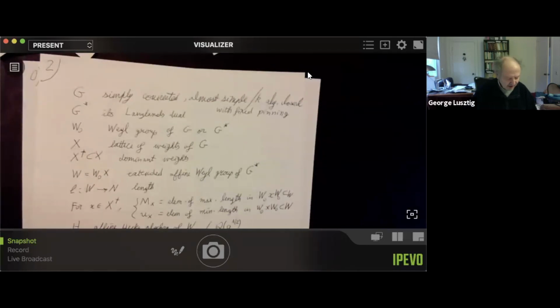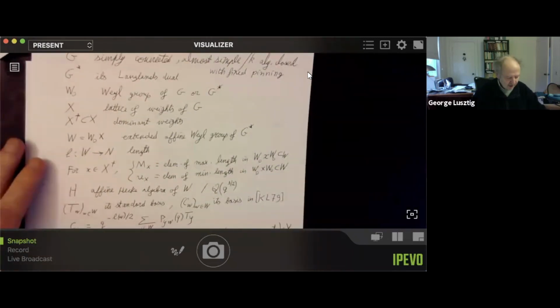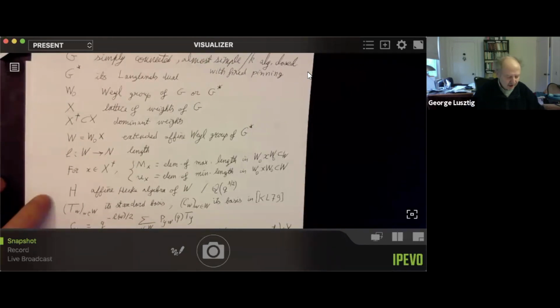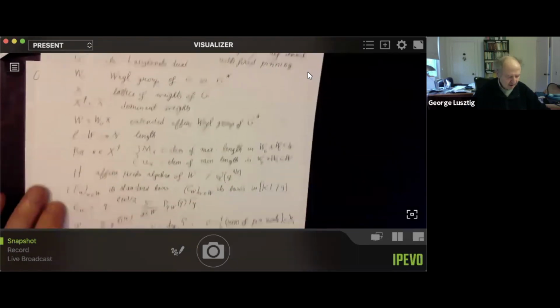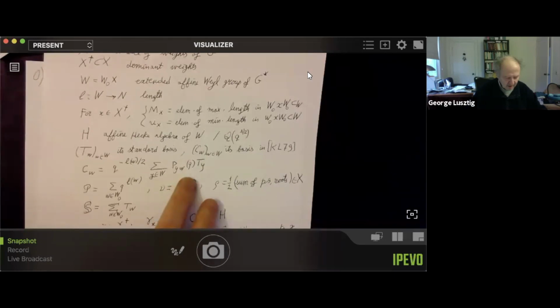And then for us, it will be important to look at the affine Hecke algebra, denoted by H. We will take it over rational functions in one variable. It has two bases: one is the obvious basis, T_w, and one is a not so obvious basis, which is defined in our paper with Kazhdan, Lusztig 79. The two bases are related to each other by a formula. C_w is a combination of the T_y, and the coefficients are polynomials depending on y and w. The sum is actually a finite sum.